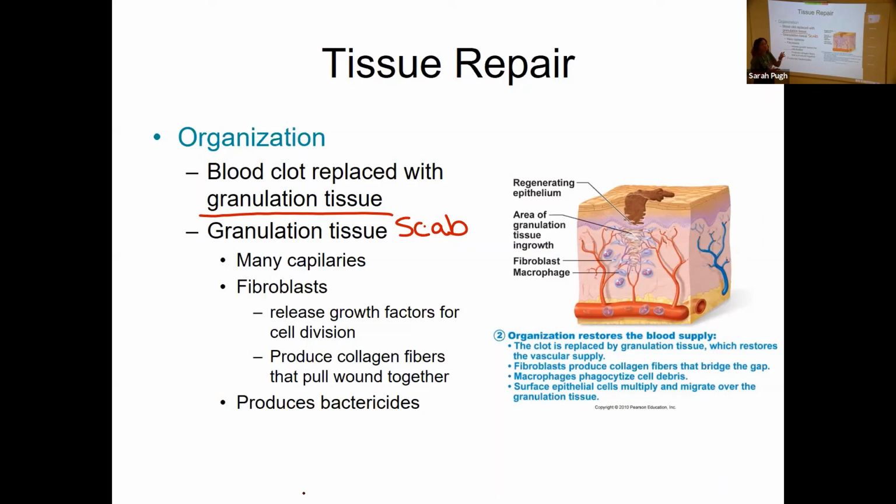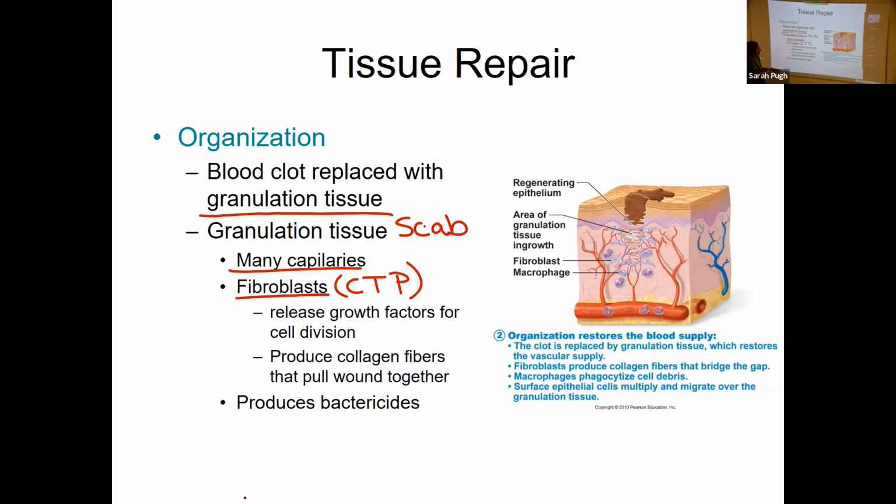So we know that scabs and granulation tissue have a lot of capillaries. And the capillaries are bringing the blood flow. They're bringing white blood cells to help fight infections. They're also bringing fibroblasts. That should sound familiar. Remember, fibroblasts are the type of cell that makes connective tissue proper.